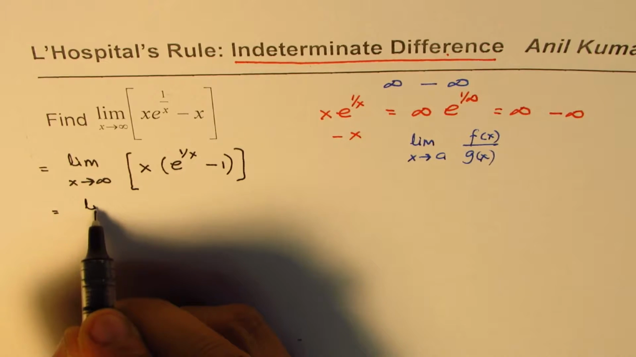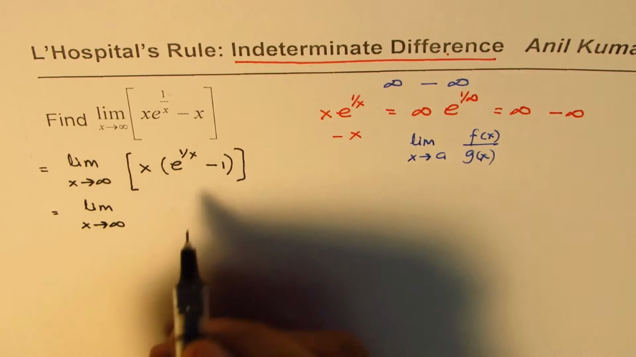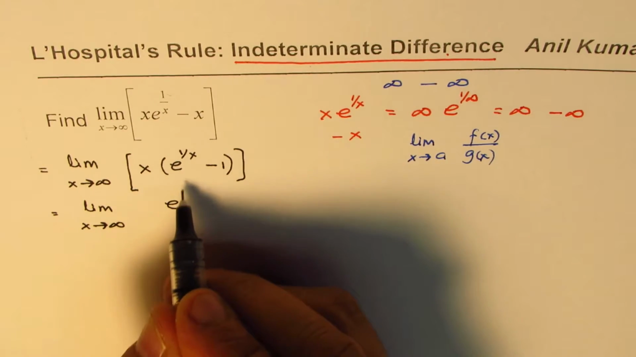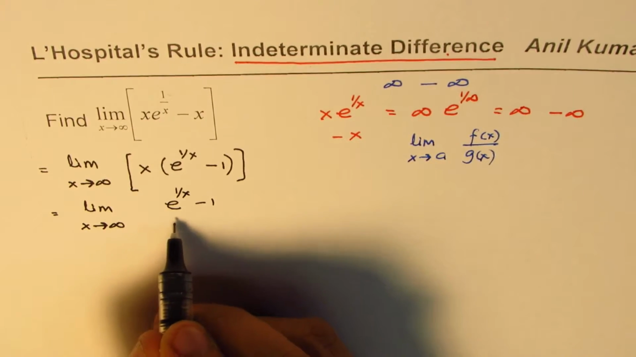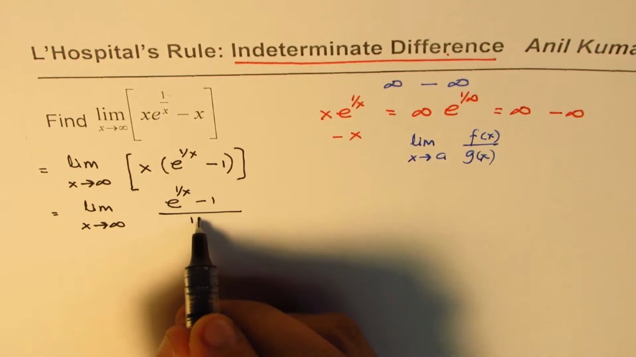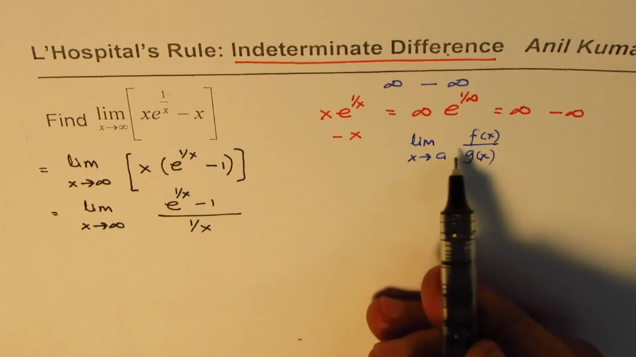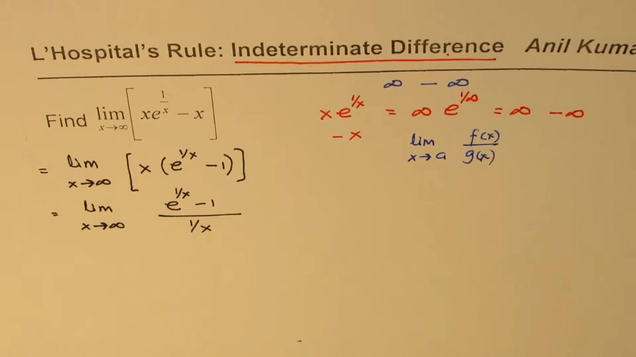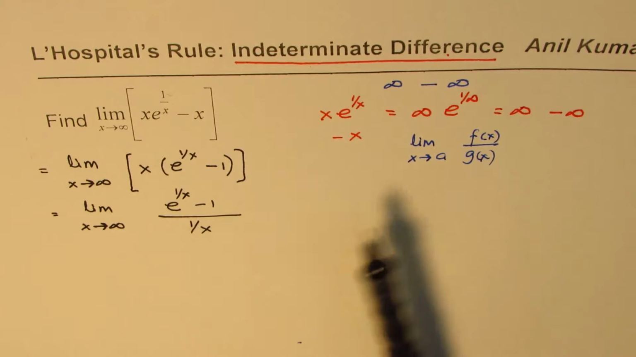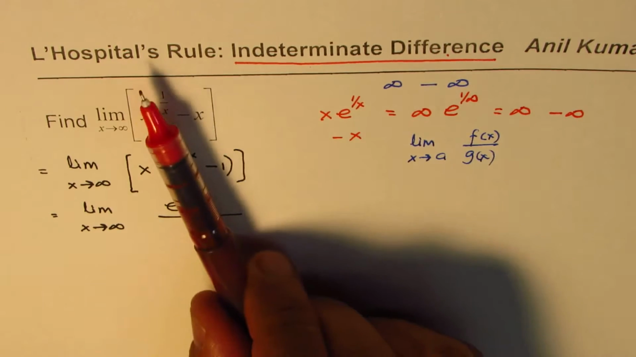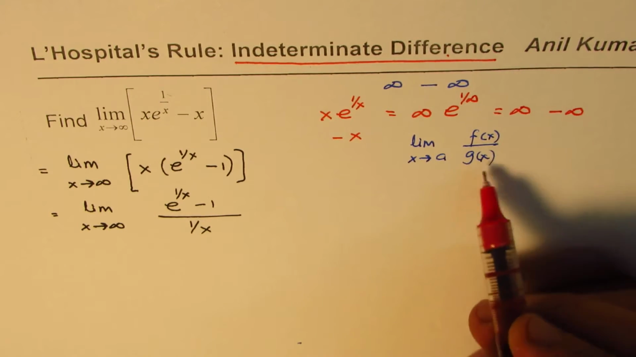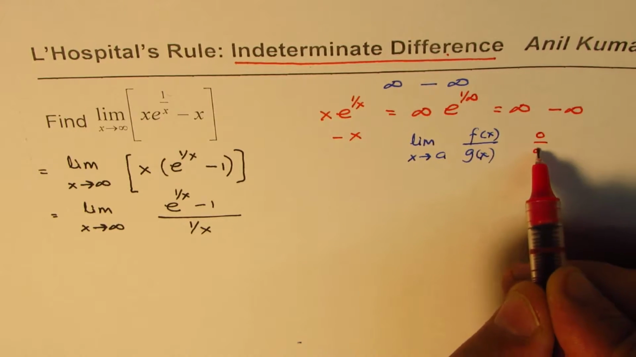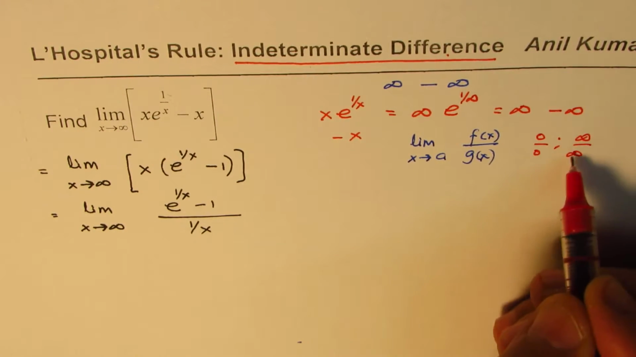Now we can write this as a limit as x approaches infinity. In the numerator, we'll keep e to the power of 1 over x minus 1. And in the denominator, we can write this x as 1 over x. Do you see that? So now we have got a form conforming to the form which we need. It has to be a ratio, or the quotient of two functions, correct? Now, you can apply the rule only if we have 0 over 0 or infinity over infinity. Then only you can apply this rule.